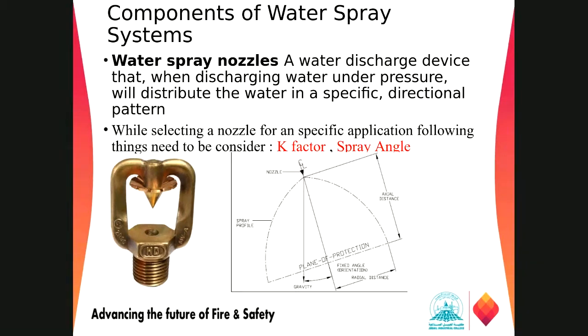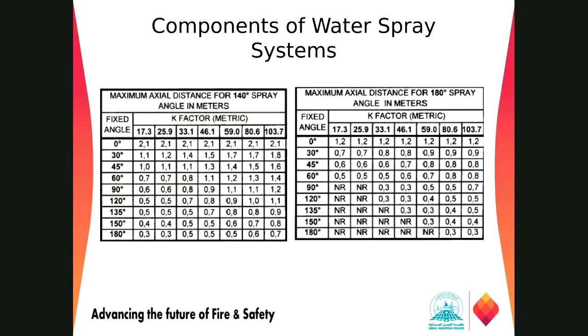Table. Go back to the table again. There is one angle on the top of the table. For example, the left one is 140 spray angle, and there is a fixed angle on the left side also, the left column. Let me look at this maximum axial distance for 140-degree spray angle in meters and the fixed angles.